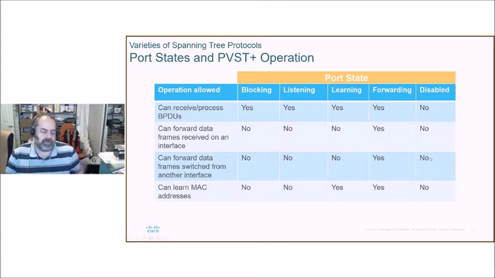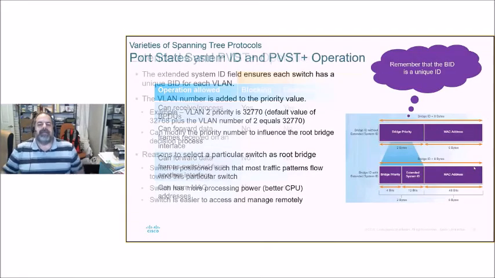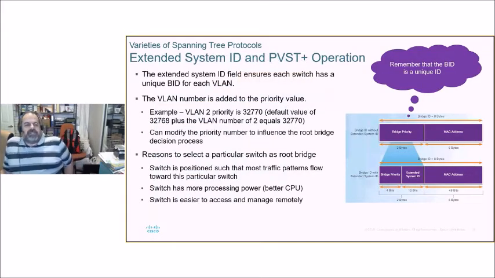And so, of course, disabled just means nothing's going to happen. Now, as I said, the extended system ID field ensures each switch has a unique bridge ID for each VLAN. The VLAN number is added to the priority value. So with example VLAN 2, the priority is 32770. So it's basically 32768 plus the VLAN number of 2. And so that's why it ends up like that.